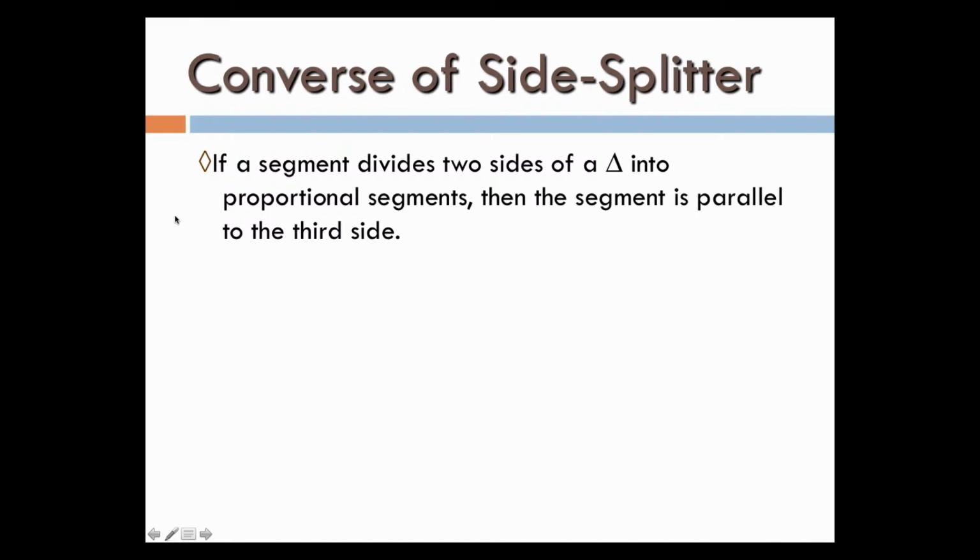Converse. Remember, converse go backwards. So in the previous slide, we started with parallel sides and said they're proportional. This is the converse, which means that if they're proportional, the sides are parallel. No big deal. It's just a matter of what you start with. Did I start with parallel sides and get some proportionality? Did I start with some proportionality and get parallel sides?